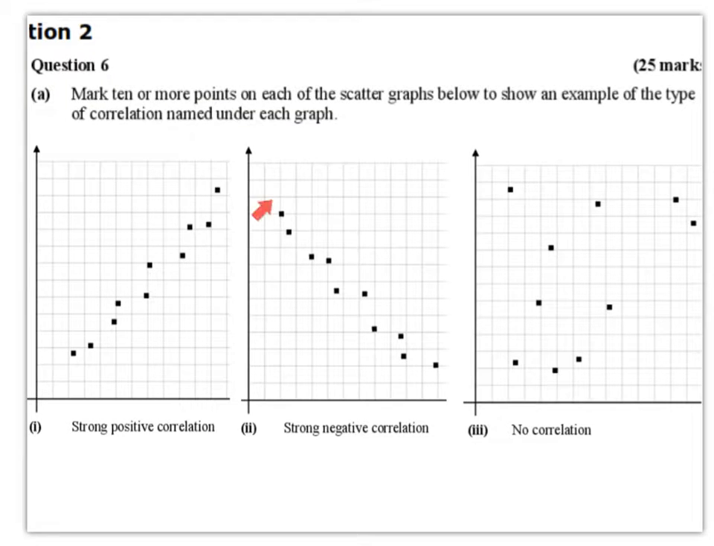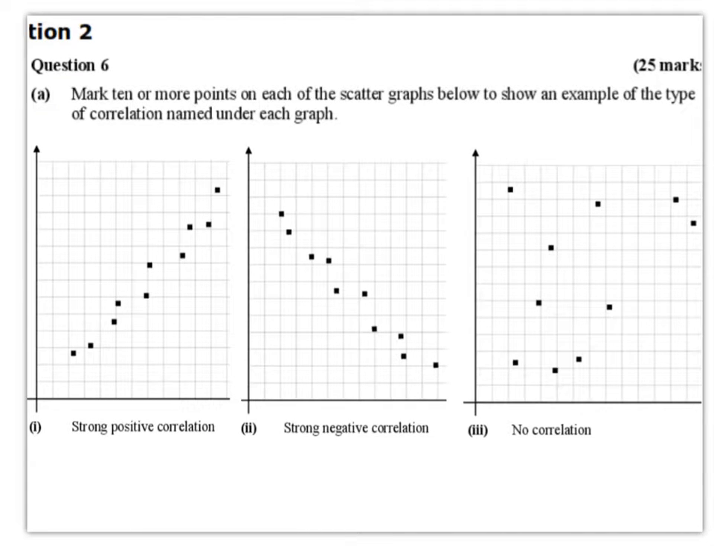And the second one, we have strong negative correlation. Again, it's strong because the dots are all close together. They are forming a line, or they're almost forming a line. And it's negative because it's going downhill.